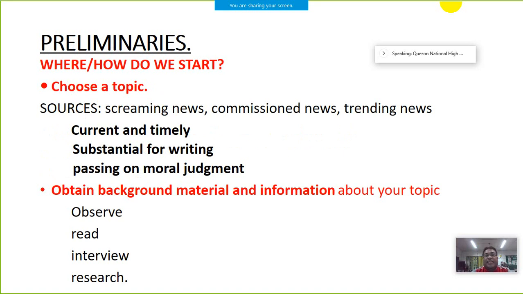Now, how to write an editorial? That's the question. And how are we going to come up with at least an acceptable piece of editorial article? So we start with preliminaries. How do we start? Obviously, we have to choose a topic. There must be a topic because we cannot formulate something out of nothing.